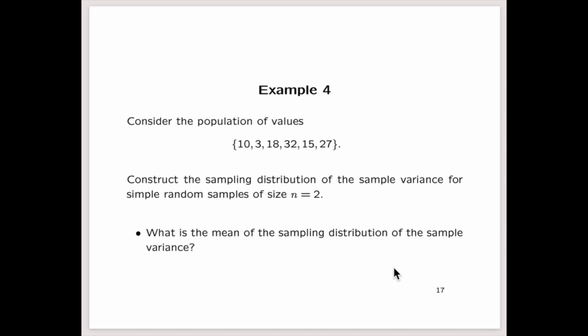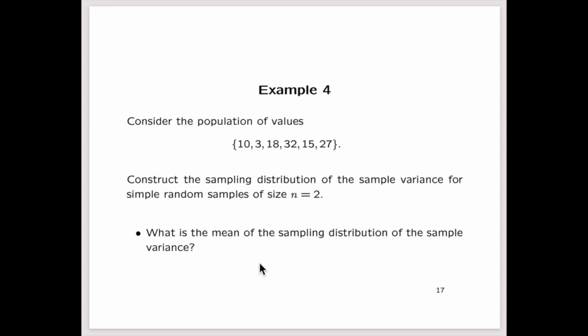So let's consider an example. We're going to be again using this finite population of 6 values. What we want to do is construct the sampling distribution of the sample variance for simple random samples of size little n equal to 2. And we want to use that to determine, for this situation, what is the mean of the sampling distribution of the sample variance? In other words, what is the expected value of s squared?